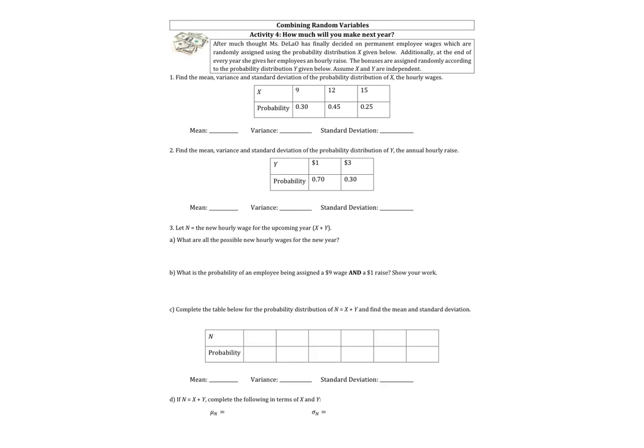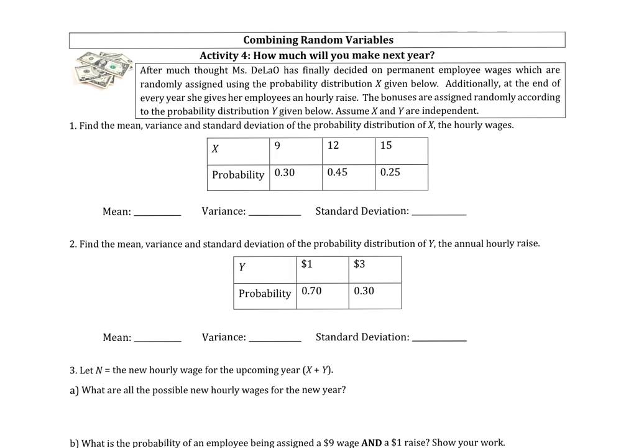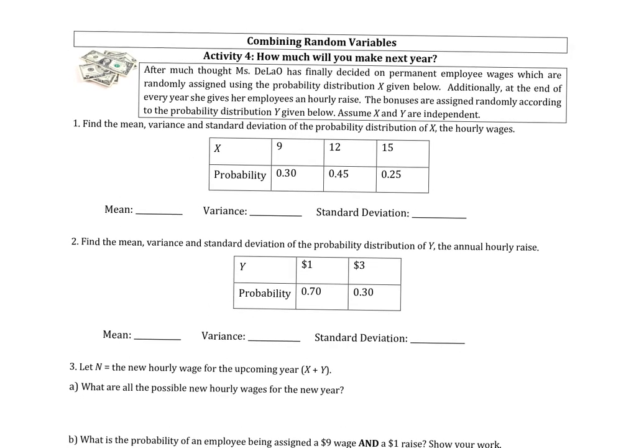All right, so let's get started. We're talking about combining random variables. It says, how much will you make next year? After a lot of thought, I finally decided on a permanent employee wage, which is randomly assigned using the probability distribution X, which is given below right here. Additionally, at the end of every year, she gives her employees hourly raises. The bonuses are assigned randomly according to the probability distribution Y, which is given below here. Assume X and Y are independent variables.